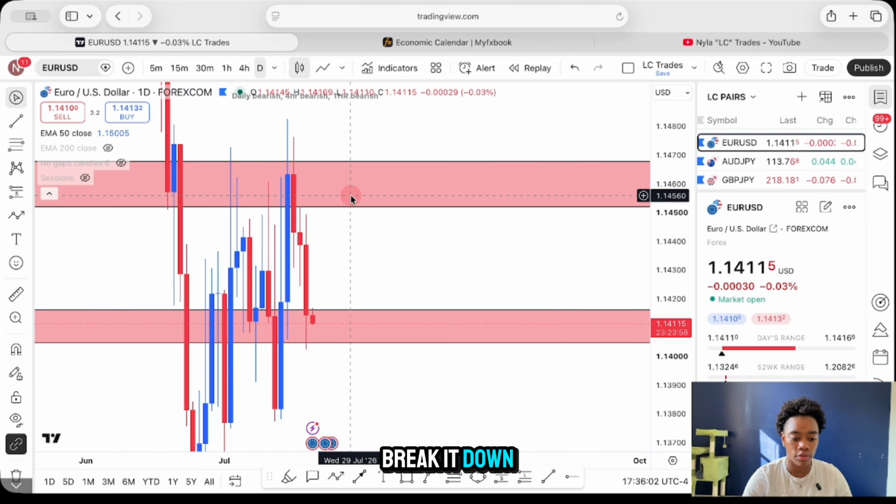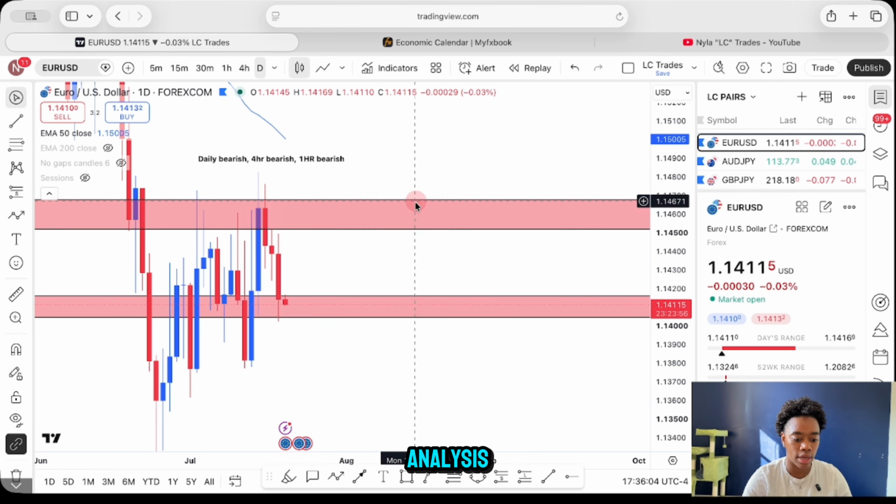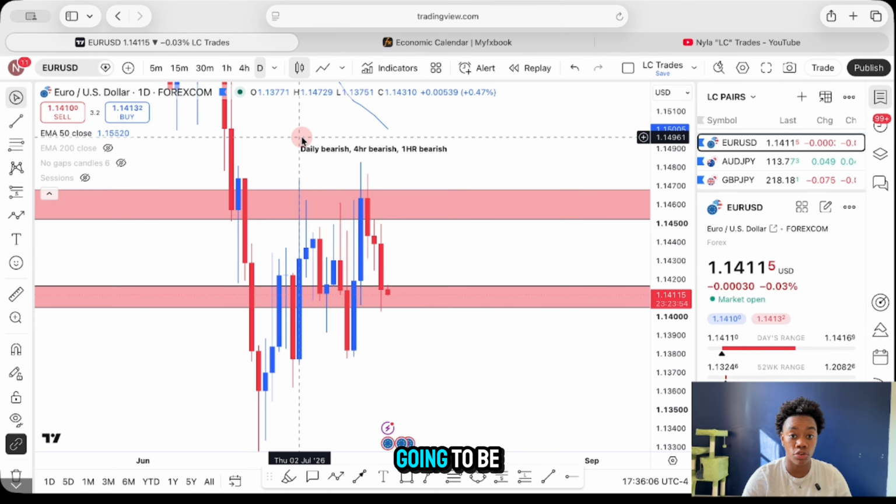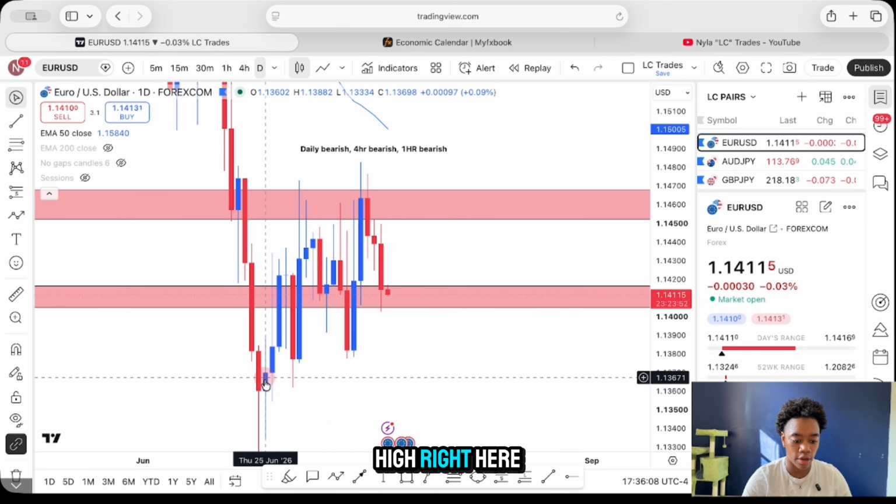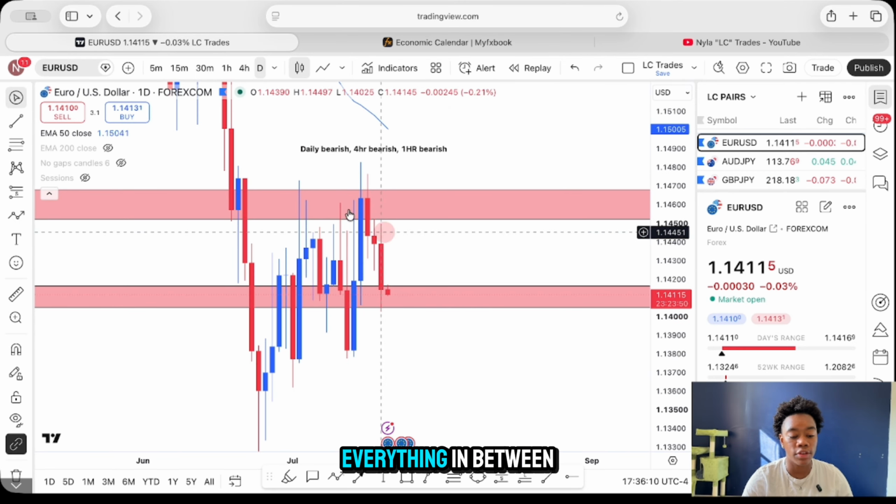So if we break it down, as we usually do, top-down analysis, the daily is going to be bearish. There's our lower high right here. This is our lower low. Everything in between is plain old market structure.